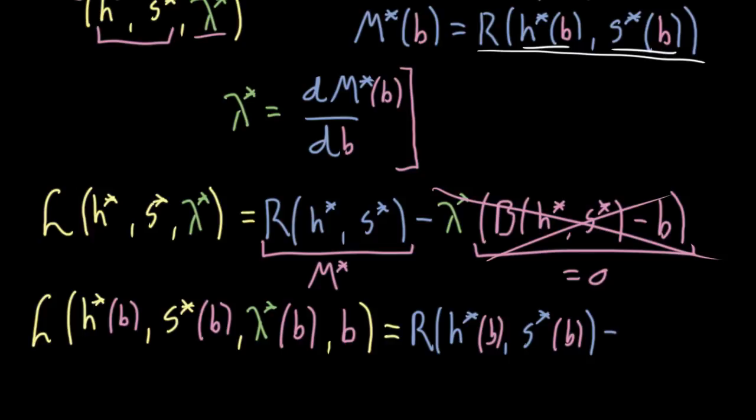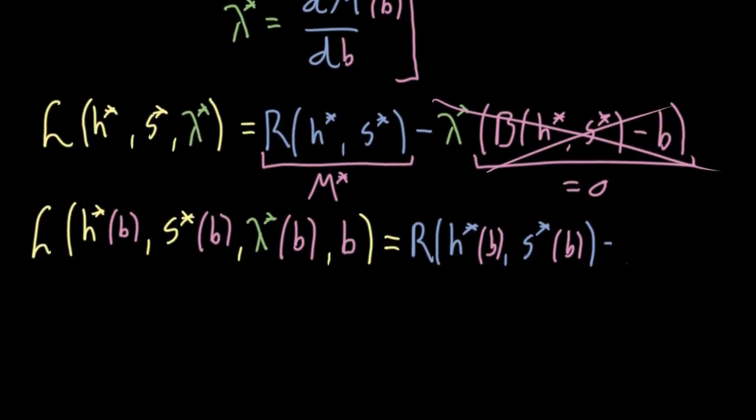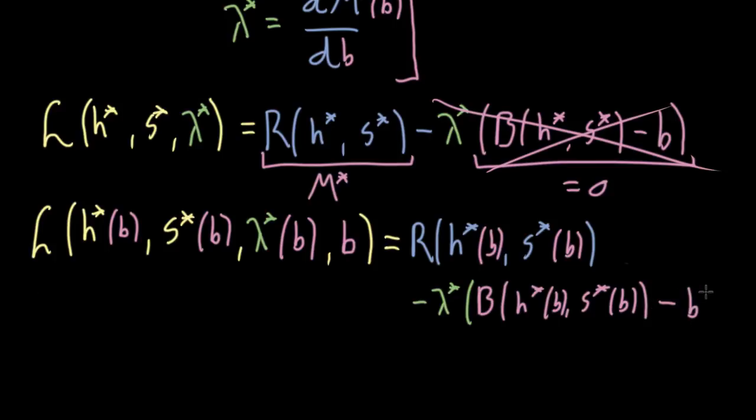And then you subtract off lambda star. Oh, I'm not going to have room here, am I? So what you subtract off is minus lambda star times the constraint function at H star and S star, but each of these is also a function of little b, minus little b, right?